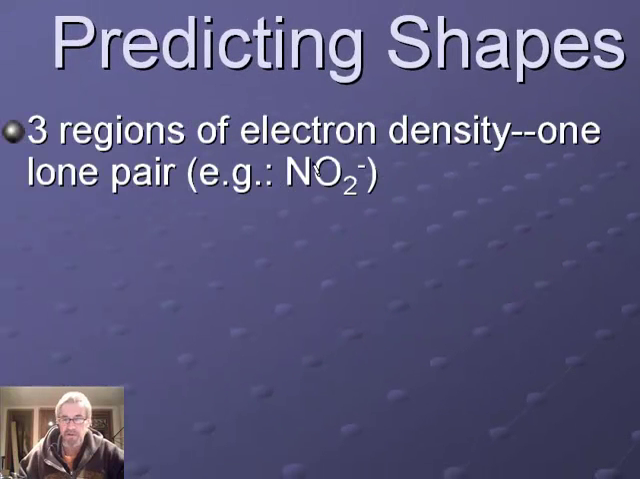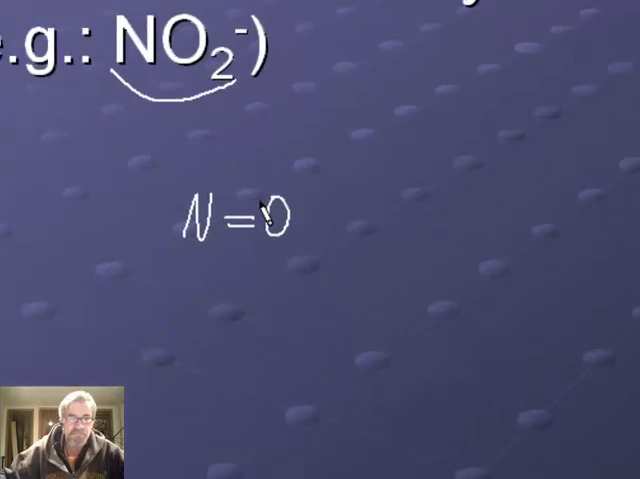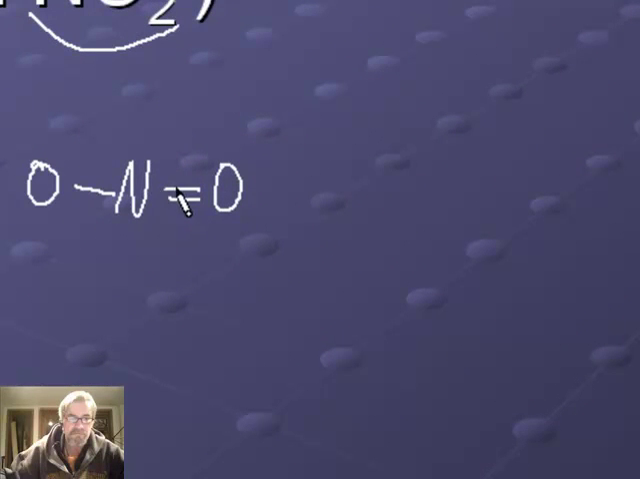Three regions of electron density with one lone pair. NO2 is an example of what I'm talking about here. If you draw the Lewis structure, you'll end up with this. Single bond to an O, double bond to an O, and a lone pair. Again, I'm leaving off the lone pairs on the outside atoms. They're there, but they don't influence geometry because we're only looking at the central atom.